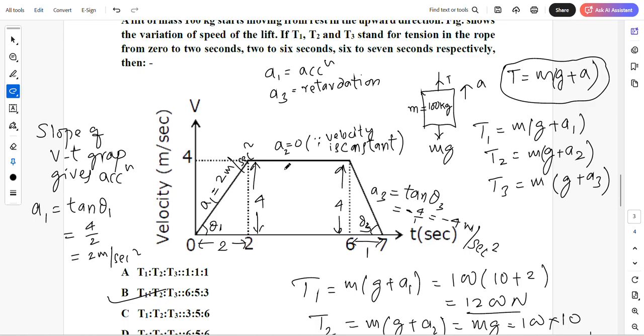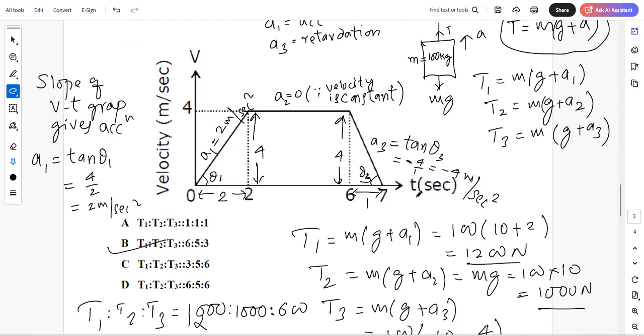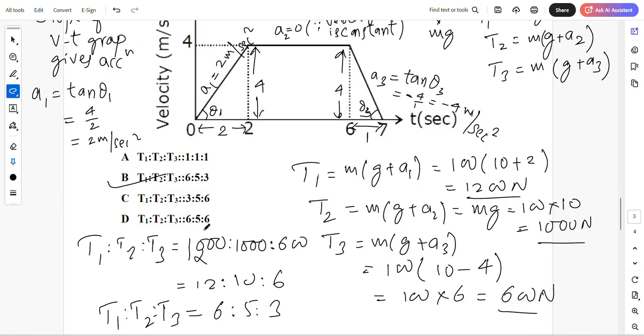So this is the calculation of a1, a2, a3, and only one formula. How to calculate tension if the lift is going upwards? T is equal to mg plus a. Calculate a1, a2, a3, that we have already calculated. Just substitute and get the answer. And now you should know how to simplify the ratios. Here first divide by 100 and divide by 2, you will get the answer.